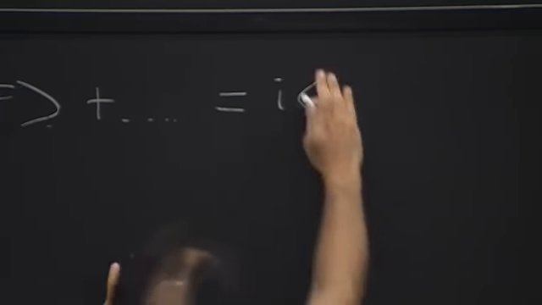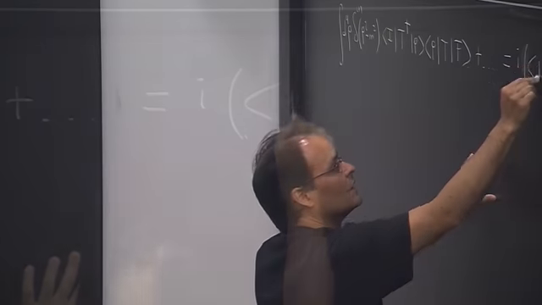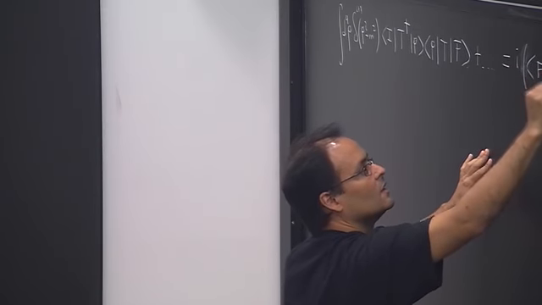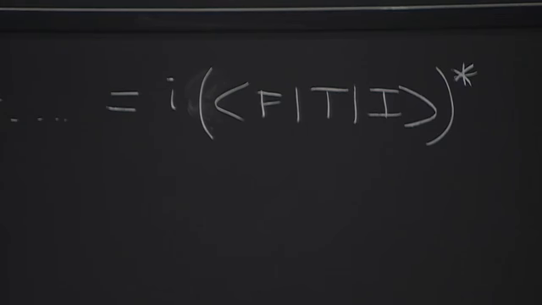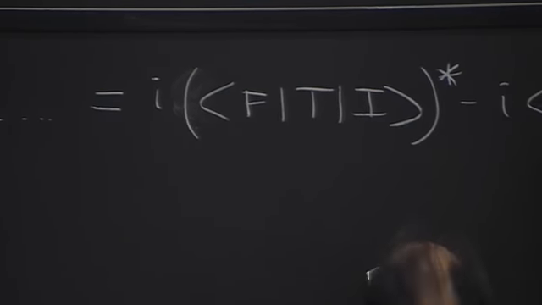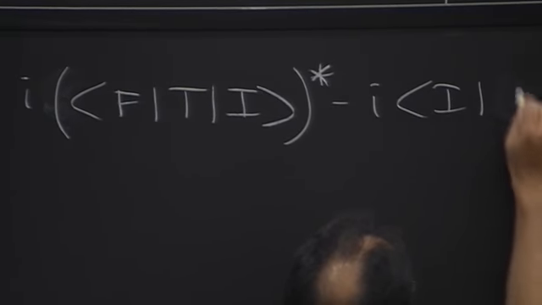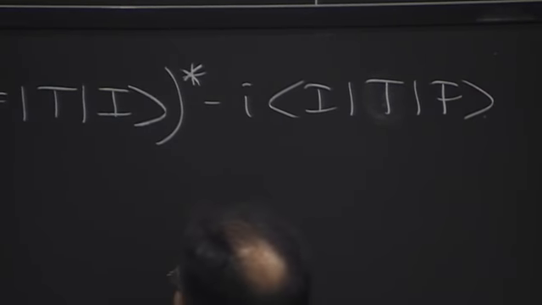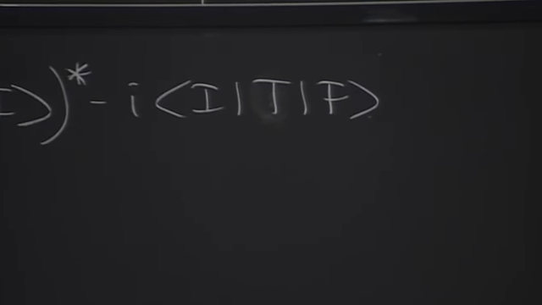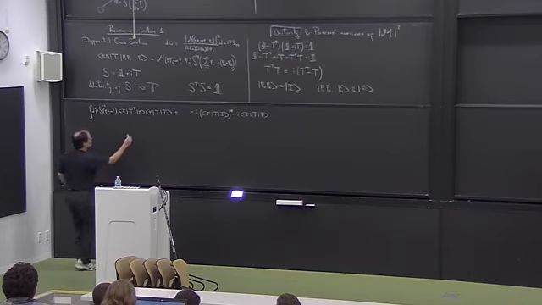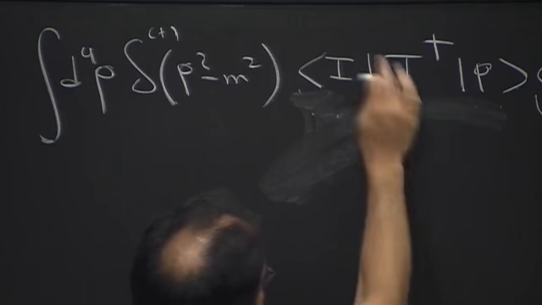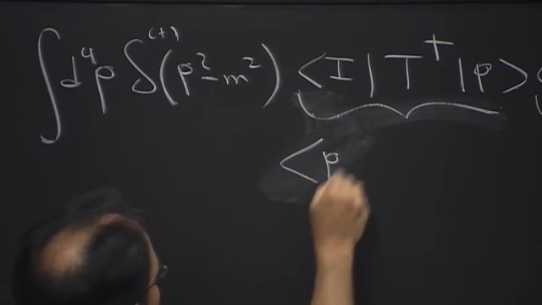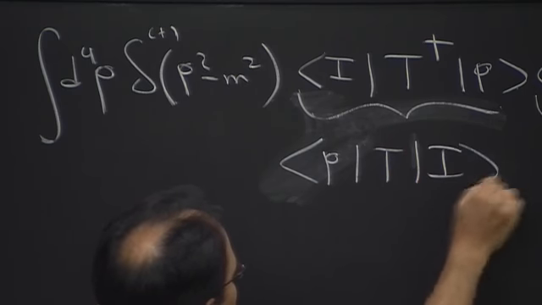Here, let me do something. I don't like the dagger operator there. So I'm just going to change it for this. And I'm going to put here what we have. Okay. Very good. Now, each of these guys, again, is something. Well, I also would like to change this by P T I star.